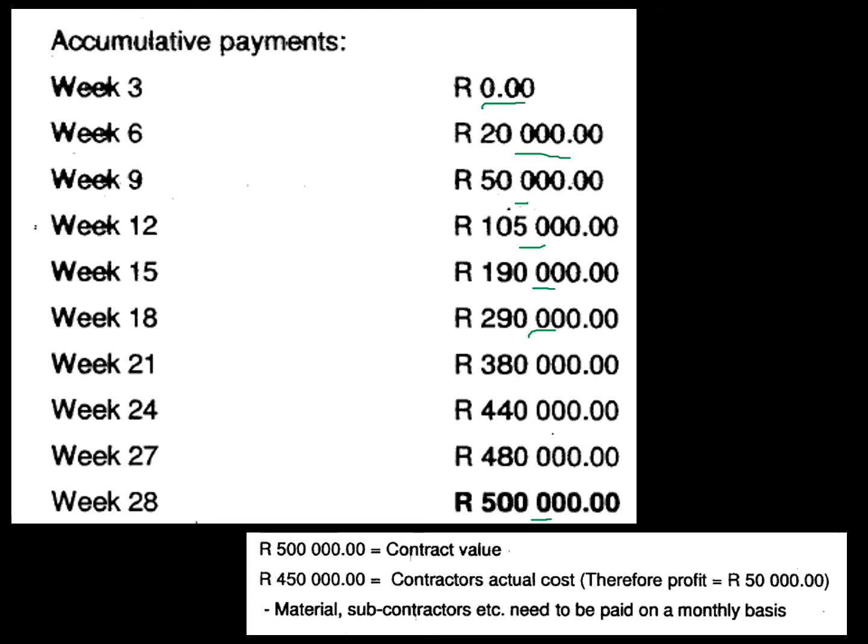Okay, and then what I just alluded to earlier on was that yes, the contract value was 500,000, but the contractor's actual cost was only 450,000, because he had a profit built into his cost of 50,000. Material, subcontractors, etc. need to be paid on a monthly basis. So that was what I was alluding to. So the cost of the contractor might be much more than the actual money that he's actually getting into that section.